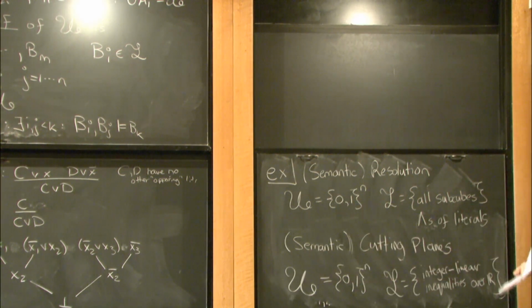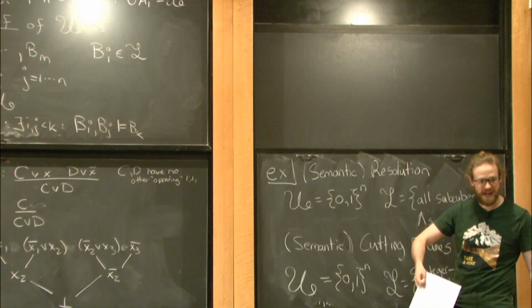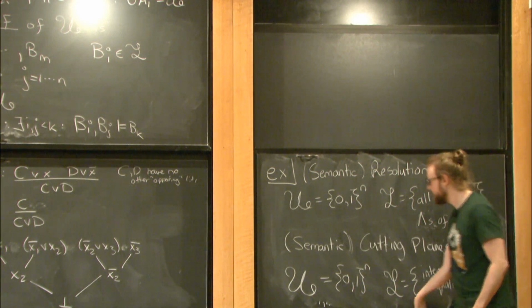You can define a syntactic version of cutting planes, which forms the basis of a lot of these optimization solvers, these branch and bound solvers. Thanks to a paper of Yuval, we know that semantic is actually stronger than syntactic in this case. But it turns out that the semantic case will still be very interesting for us.